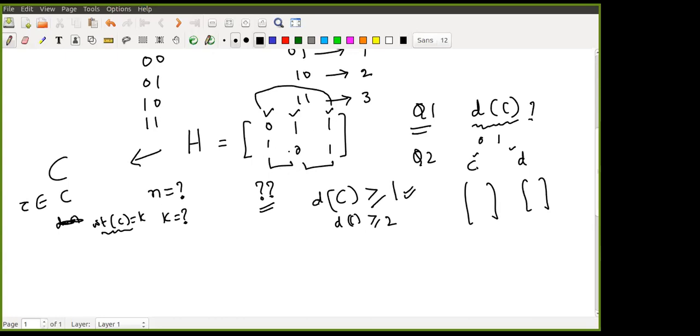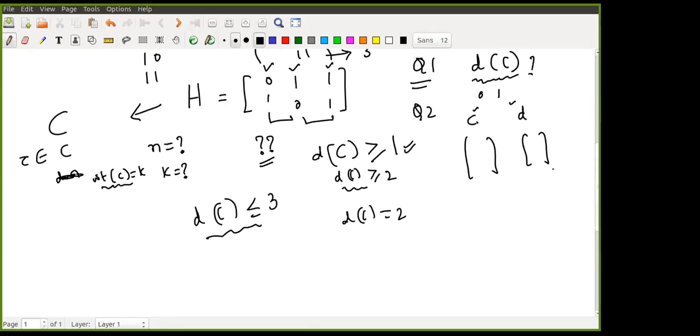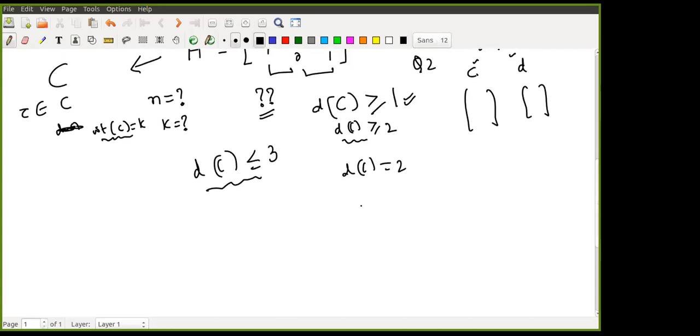So now I have three columns which are linearly dependent. From that, I know that the distance of the code is less than or equal to 3. If three dependent columns are there, then the distance of the code is less than or equal to 3. But I already have the distance of the code greater than or equal to 2. Then the distance of the code is equal to 2 only, exactly. Right? So that is the way you can find out.